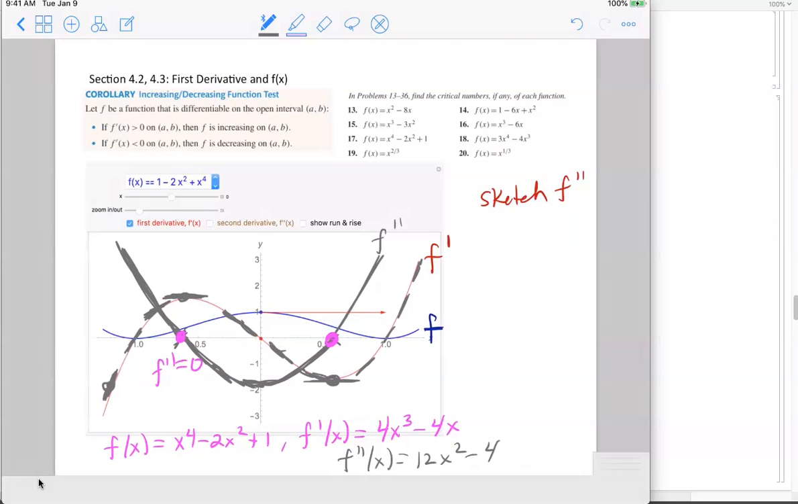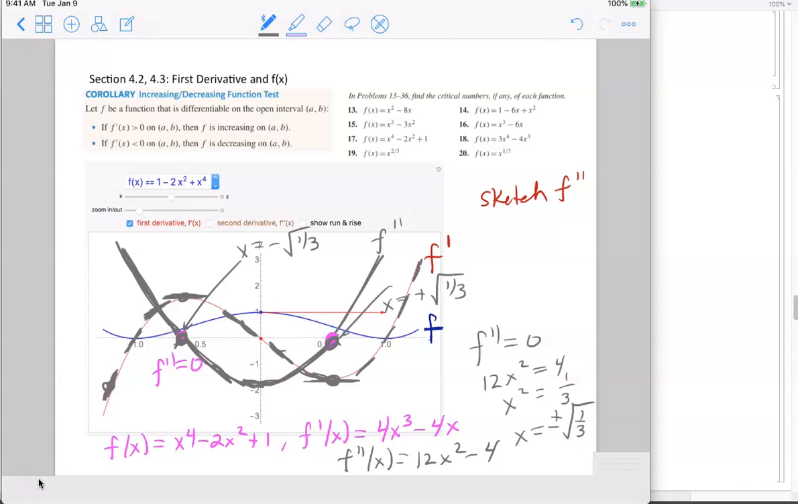Okay, so what we can see here is that there are two places where the second derivative is equal to 0, and that happens when 12x squared is equal to 4, when x squared is equal to 1/3, when x is equal to plus or minus the square root of 1/3. Okay, so right here and right here is x equal to negative square root of 1/3, and this point right here is x equal to positive square root of 1/3.